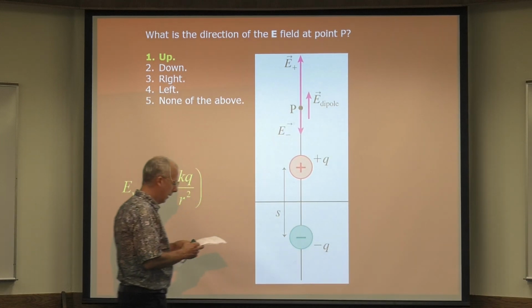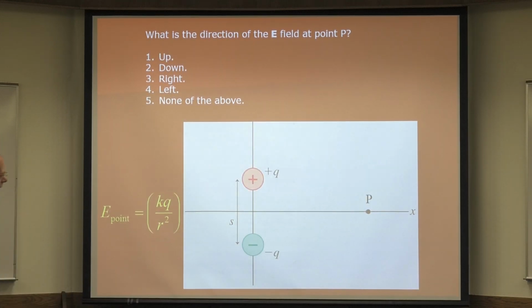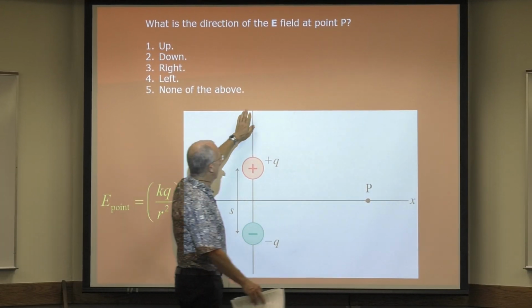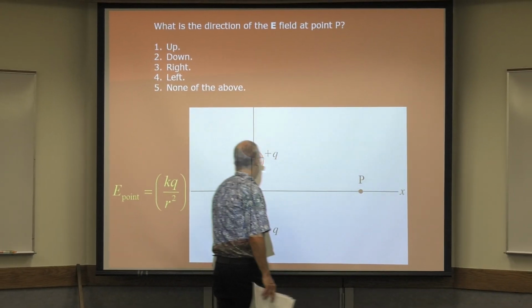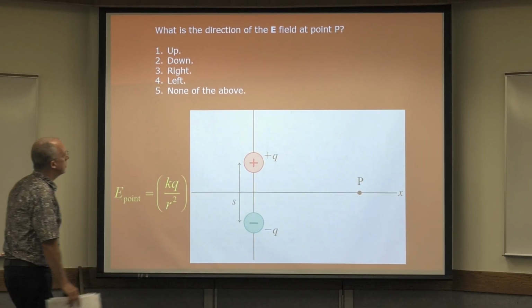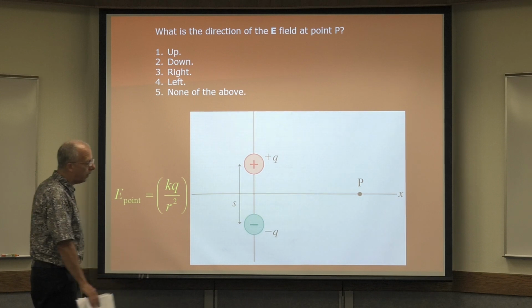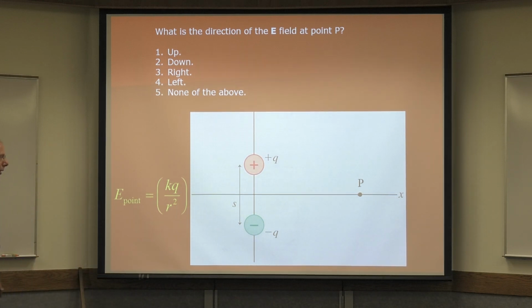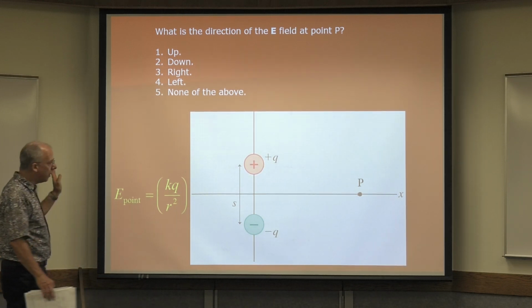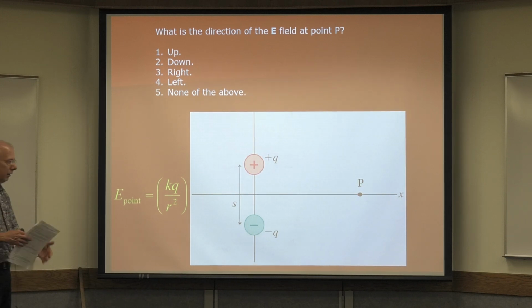All right. Let's do another one. Okay, that's another dipole, but now we don't have the point P over here. We have it over here. So what's the direction of the E field at point P? Do the same thing. Pause your video. You have to understand this concept. Pause the video, draw your E field lines, and figure it out.